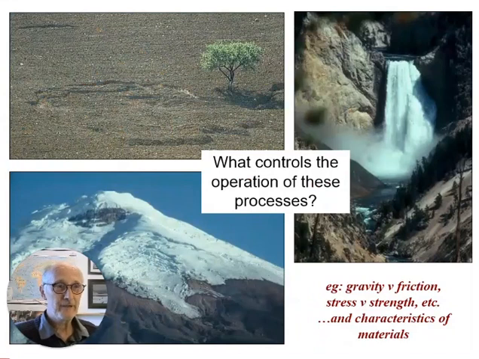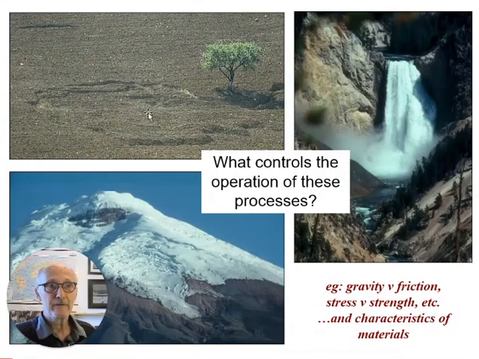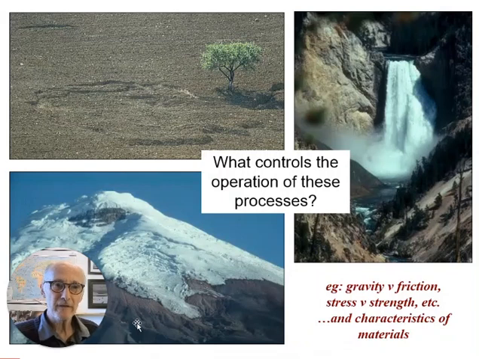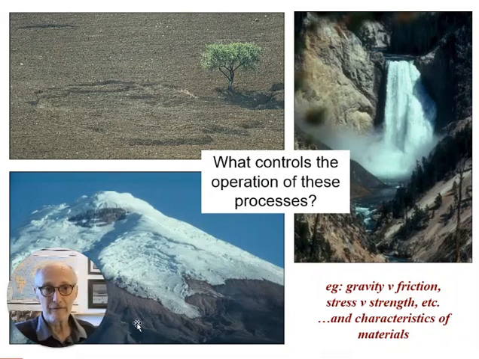So if landforms are created by processes, what is it that controls the operation of these processes? What's determining the rate that this material is moving down this slope? What's controlling the rate at which this river is eroding the valley? What controls the way the glacier is affecting the surface of this volcano? What controls the operation of the volcano? What controls the movement of sediment down the side of the volcano? There are all sorts of different processes going on. What's controlling those? We've already looked at things such as stress versus strength, applied force versus resistance, gravity versus friction. We talked about that in the previous session.